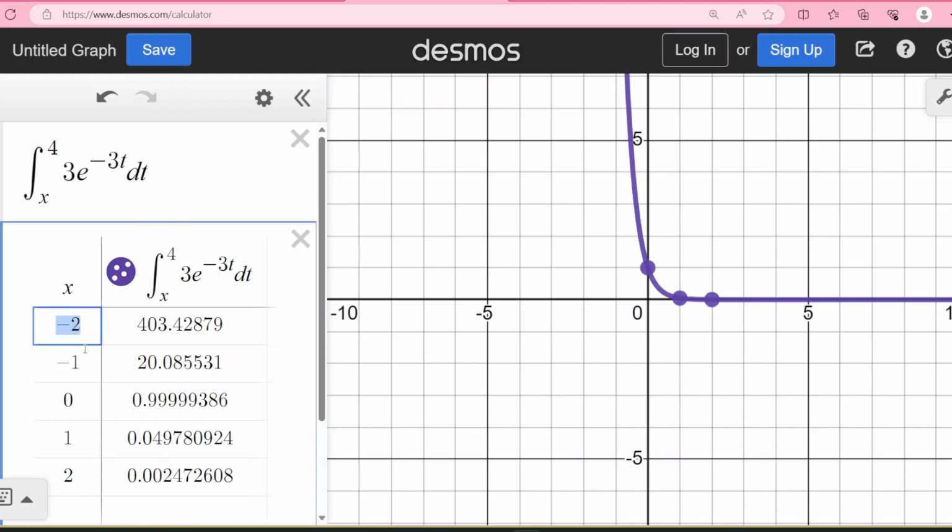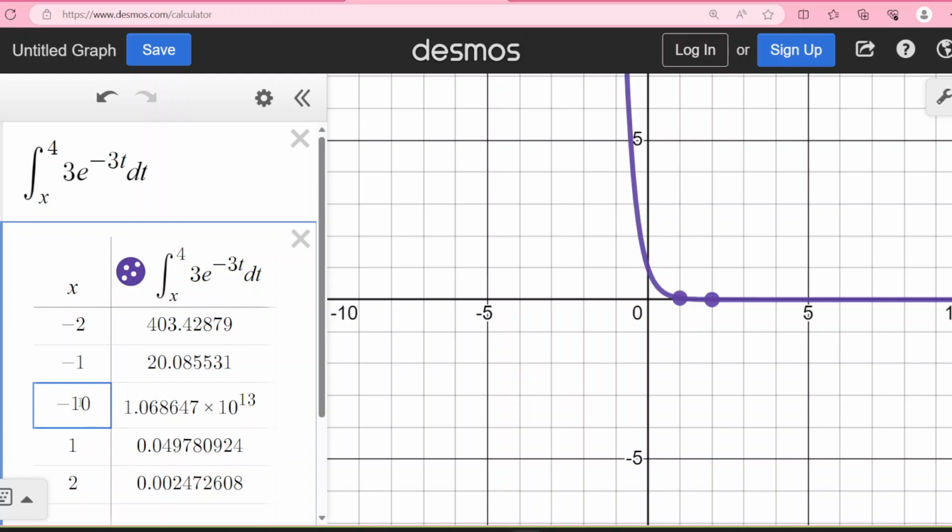So I make a table, and then I'll just start plugging in values of x. Now you notice when x is negative 1, this integral has a value of 20. And when x is negative 2, it's 403, right? It starts getting large quickly. So I'll just go down here to the 0 row and plug in, say, negative 10. And look at that. I mean, that's gigantic.